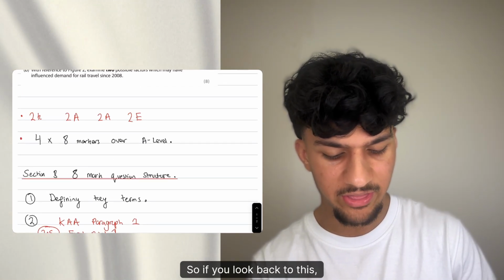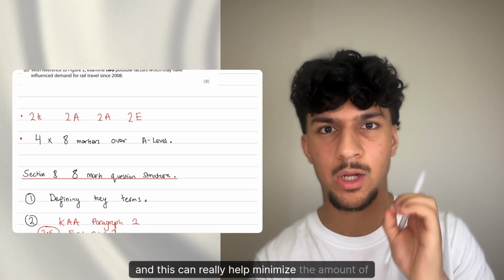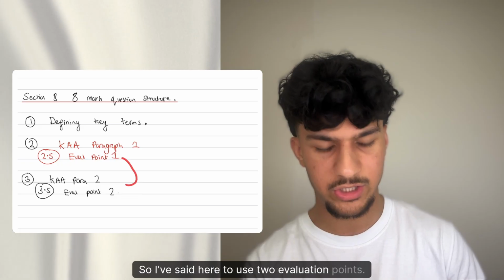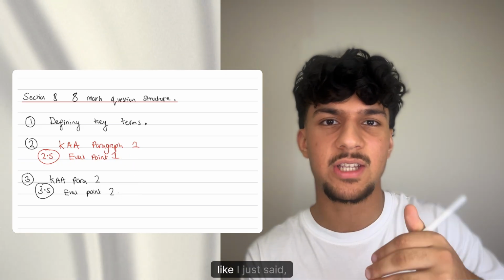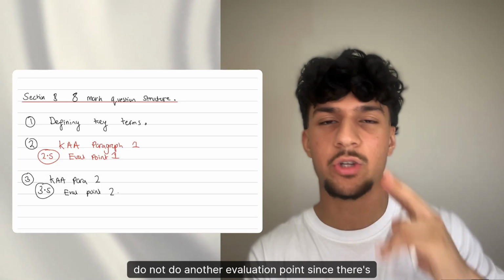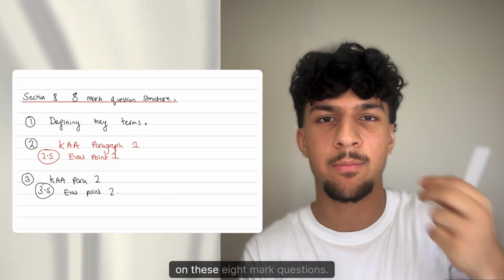If you look back to this, there's only 2 marks for evaluation, and this can really help minimize the amount of time you spend on the 8-marker. So I've said here to use 2 evaluation points. But if one of your evaluations is decently developed, do not do another evaluation point, since there's only 2 marks and you want to minimize the amount of time you spend on these 8-mark questions.